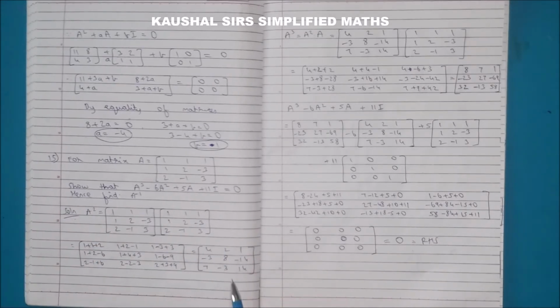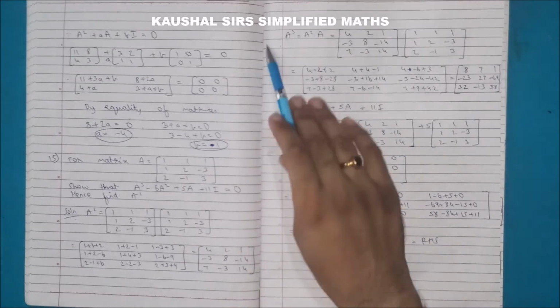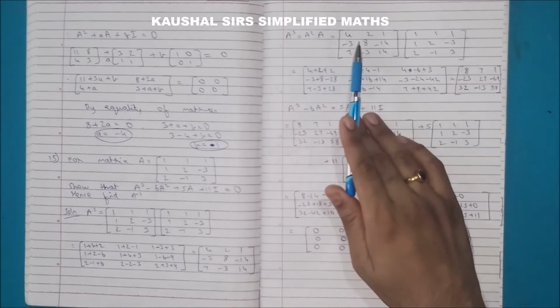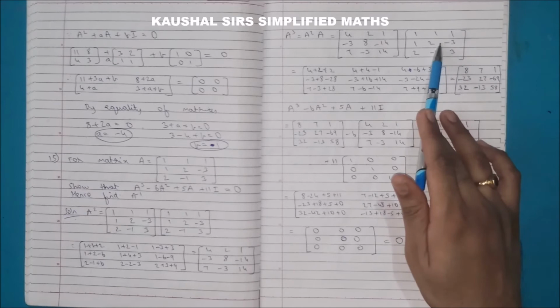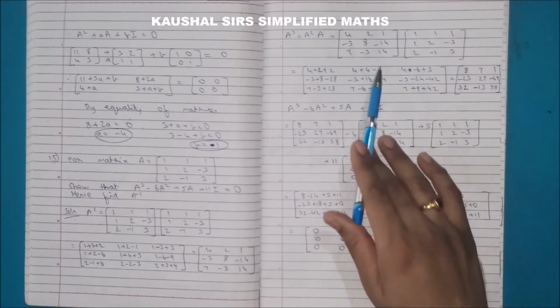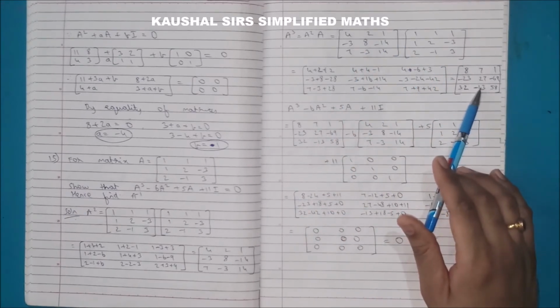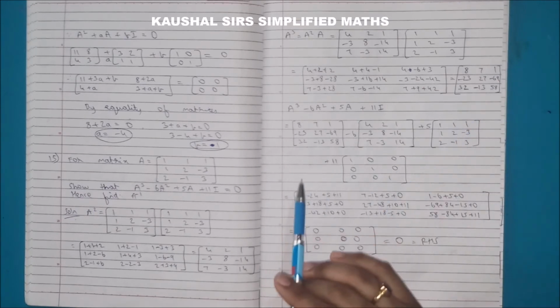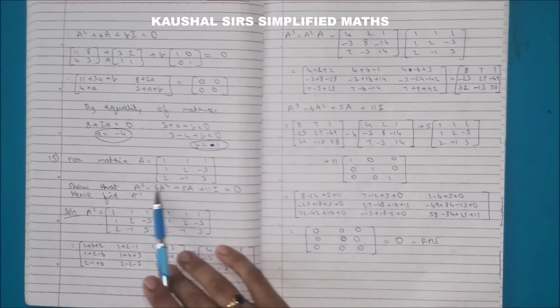So if you simplify, this is your A square. Now how to find A cube? It is A square into A. So here put the value of A square and this is your matrix A. Again, if you perform matrix multiplication, you are going to get this as your answer. Okay, so we have got A square, we have got A cube. Now we can put the values in the given equation.